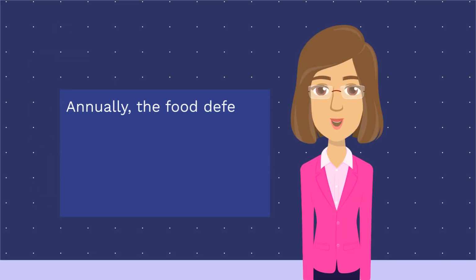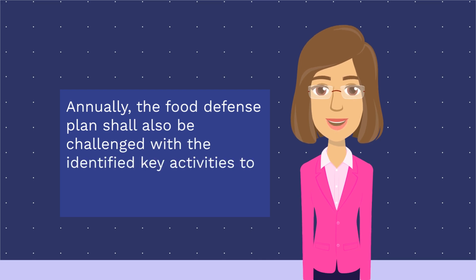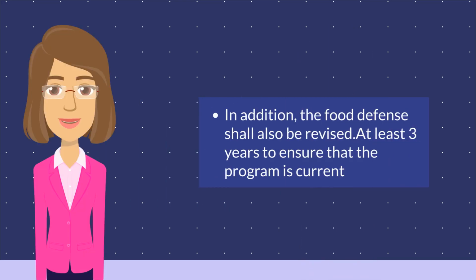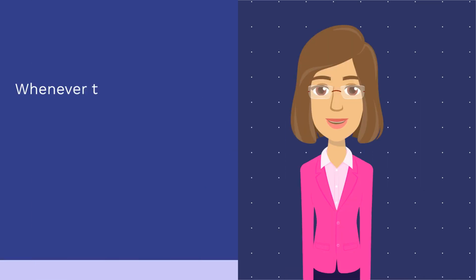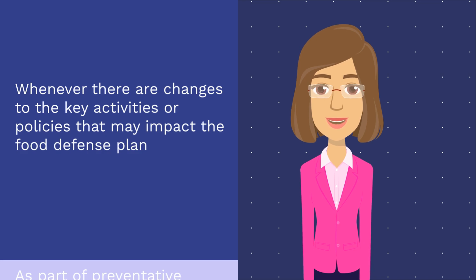Annually, the food defense plan shall also be challenged with the identified key activities to ensure the mitigation strategies are working. In addition, the food defense plan shall also be revised at least every 3 years to ensure that the program is current, whenever there are changes to the key activities or policies that may impact the food defense plan, as part of preventative actions to mitigate a breach to the site security.